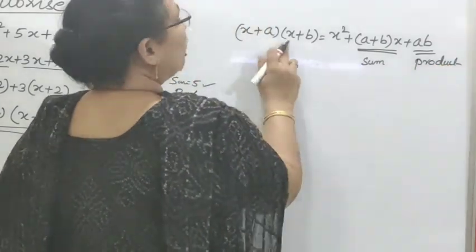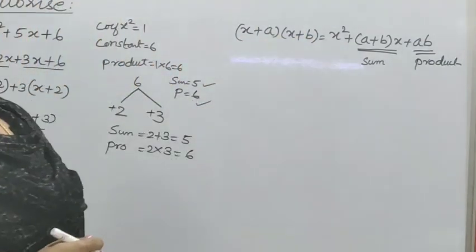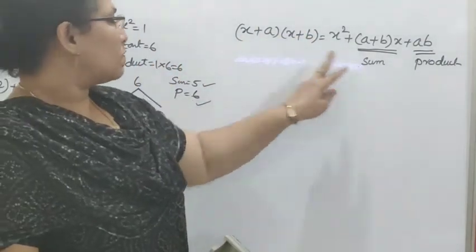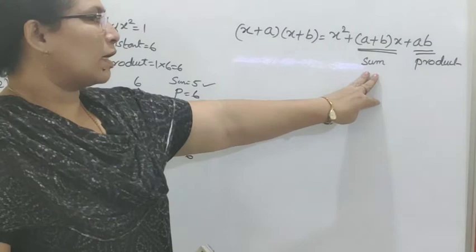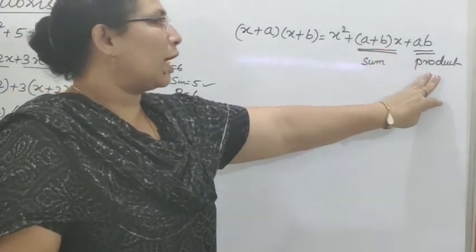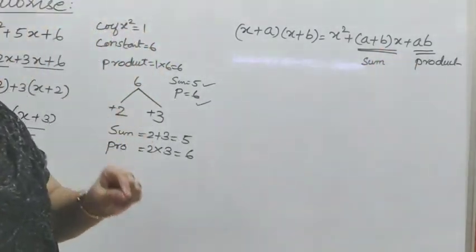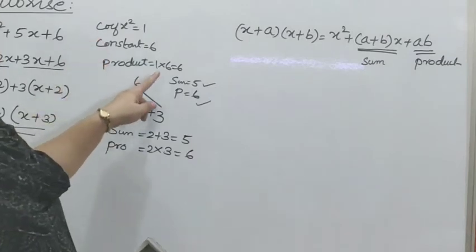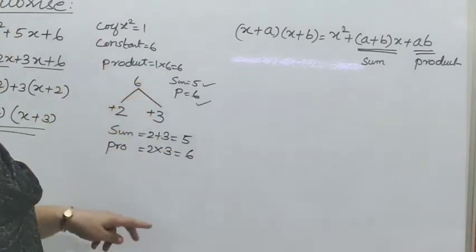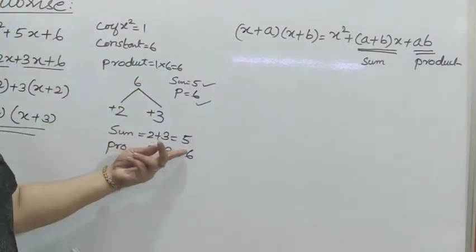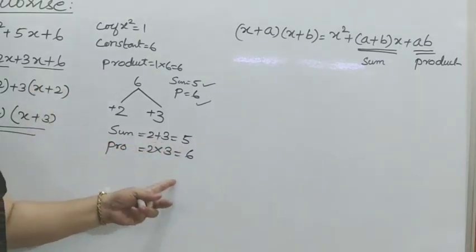Here the coefficient of x is 1 only. The coefficient of x square is also 1 only. So that is why 1 into 6 we are getting here. Sum equal to a plus b and product equal to ab. So using this idea, we use two numbers such that the sum equals 5 for this example and the product equals 6.